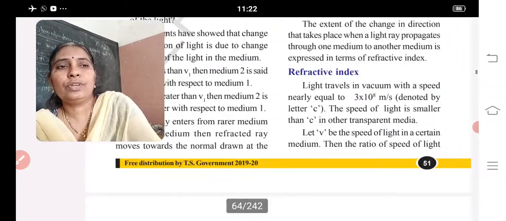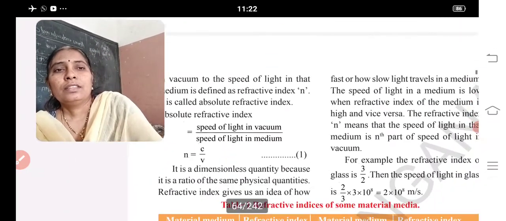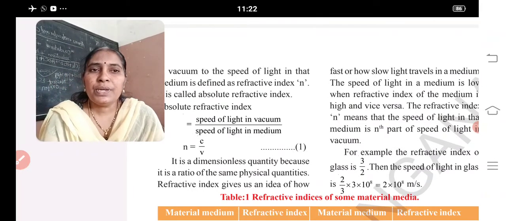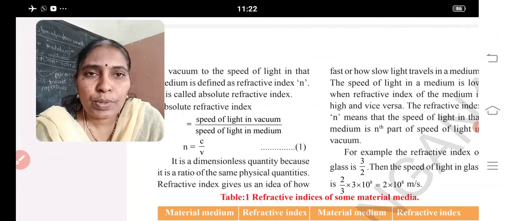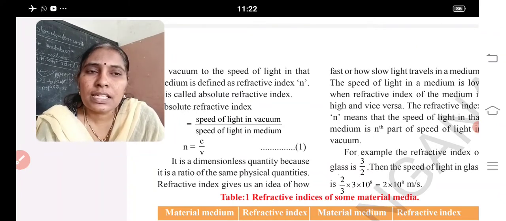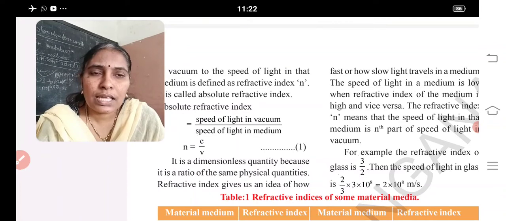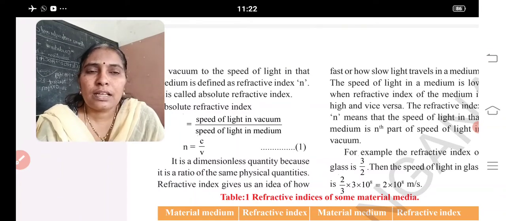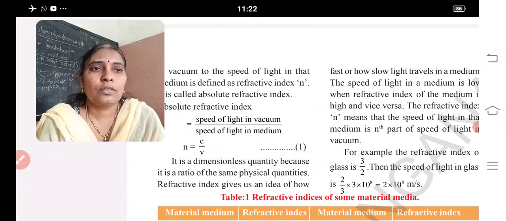What is the refractive index? Speed of light in a vacuum divided by speed of light in any medium is said to be the refractive index. It is also known as absolute refractive index, denoted with the letter n. n equals c by v. What is c? Speed of light in vacuum. v means speed of light in the other medium. Okay.